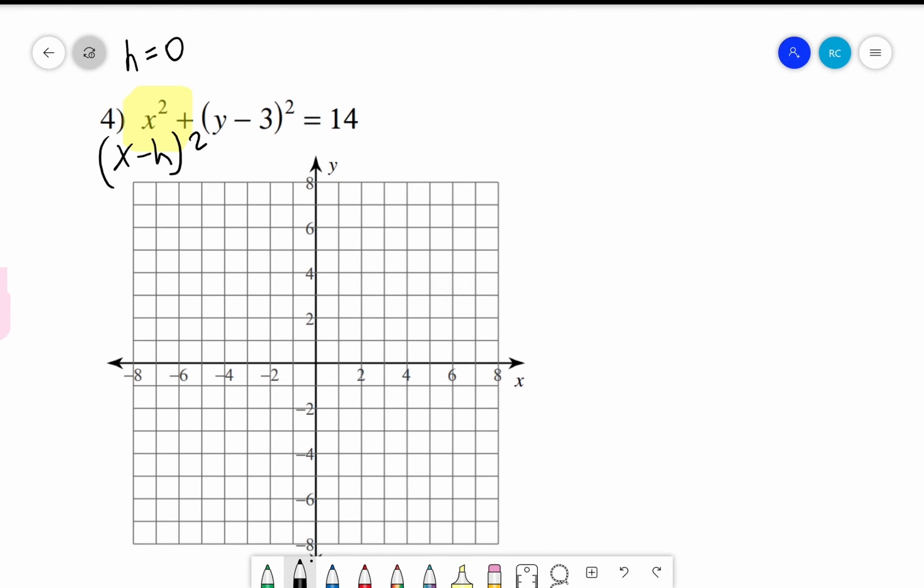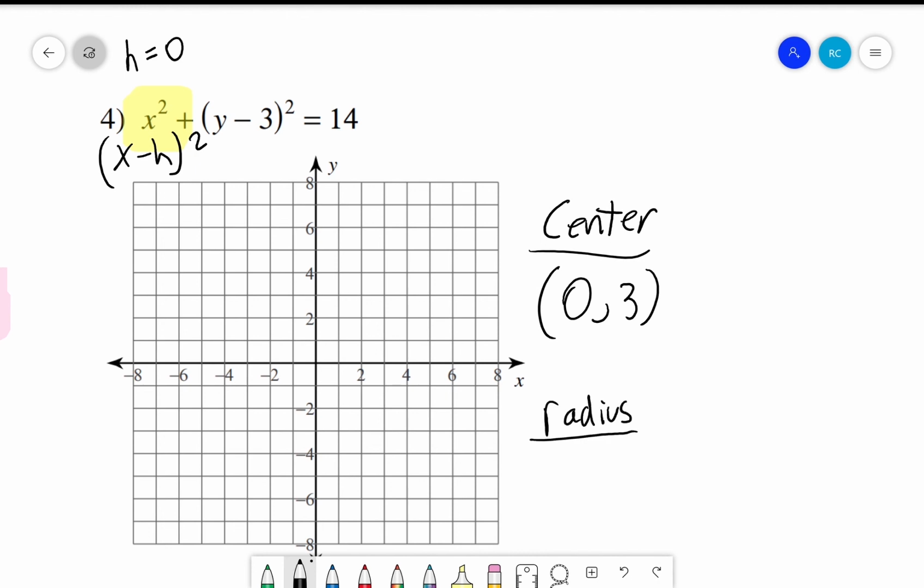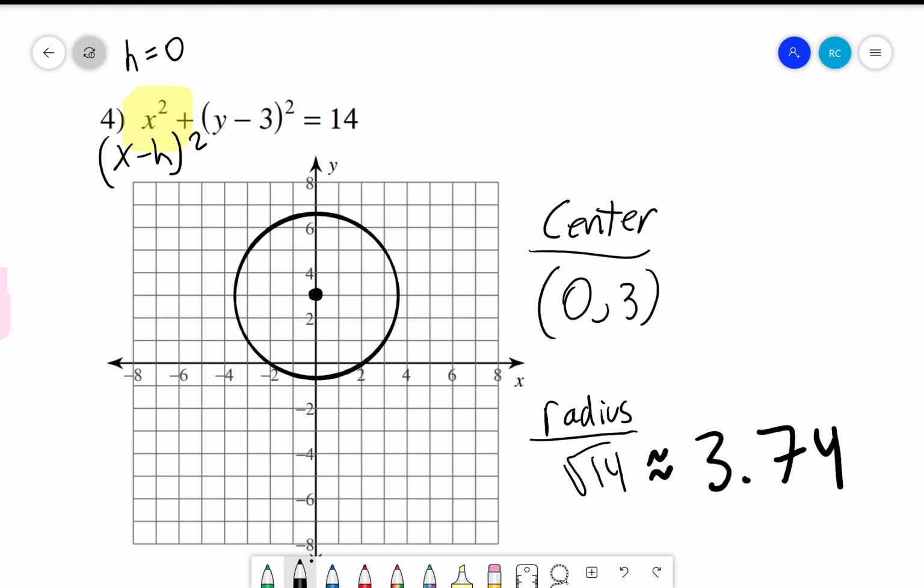So, back on task. The center of this circle is 0, 3. Don't forget that opposite thing. And the radius is, well, the square root of 14. But I don't know off the top of my head how much the square root of 14 is. So let's find out. Square root of 14 is approximately 3.742. Thanks, Google. So the radius is about 3.74. So our circle might look something like that.